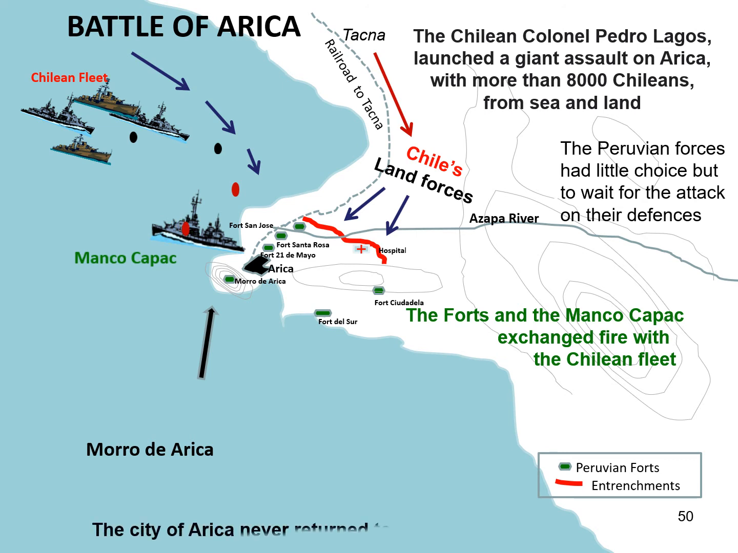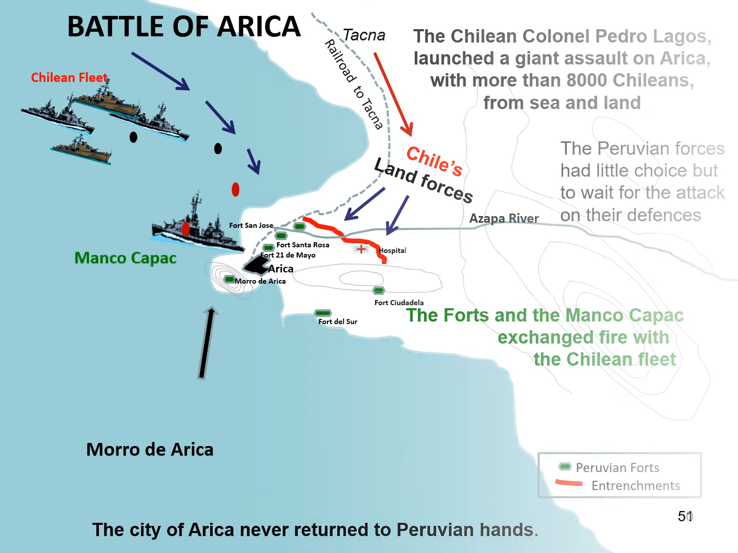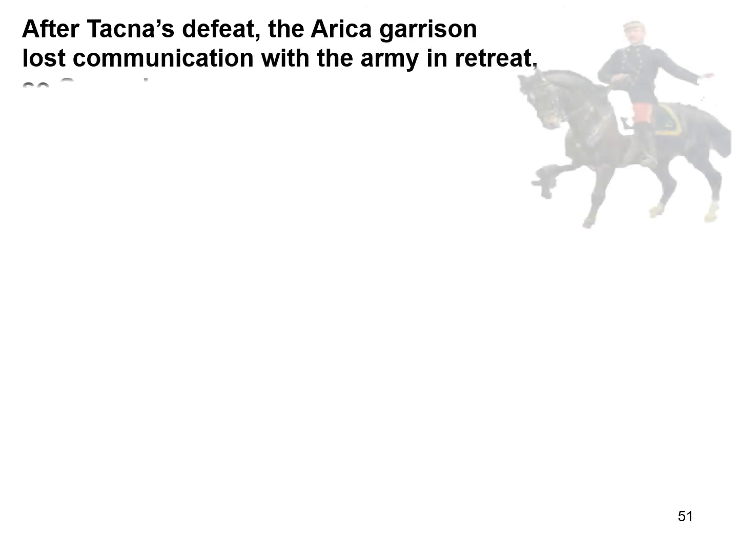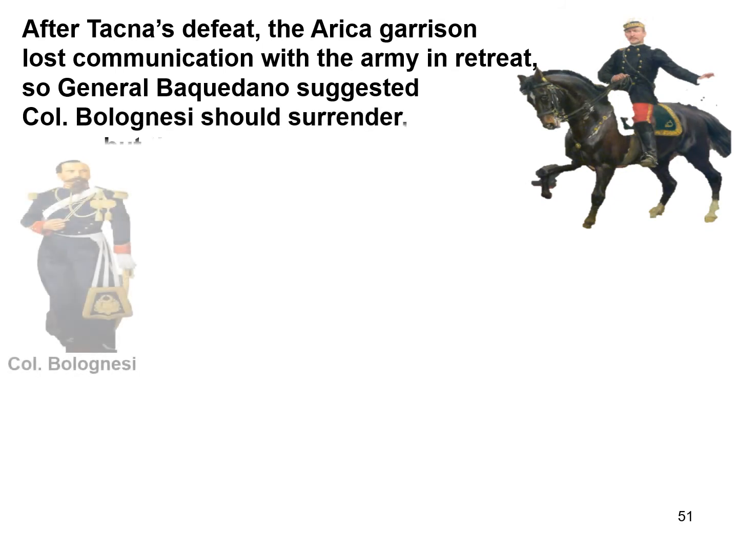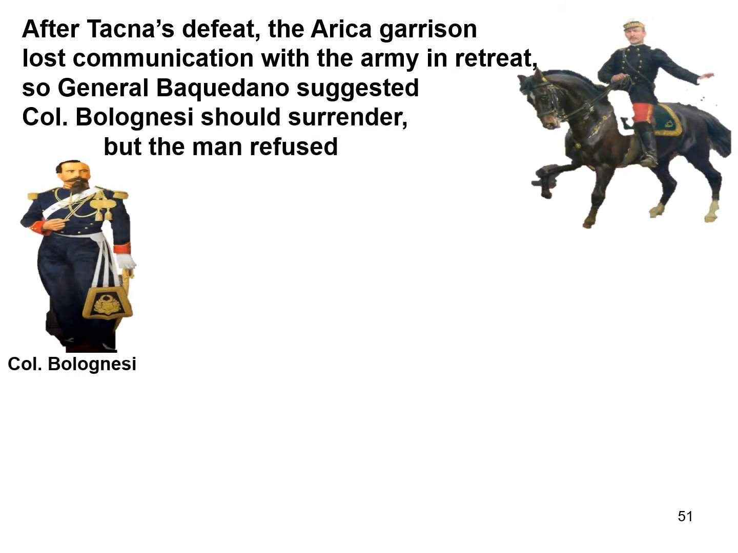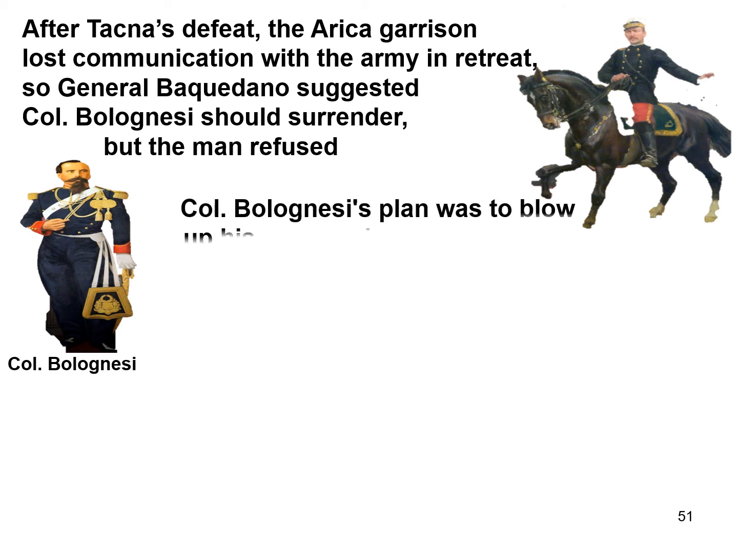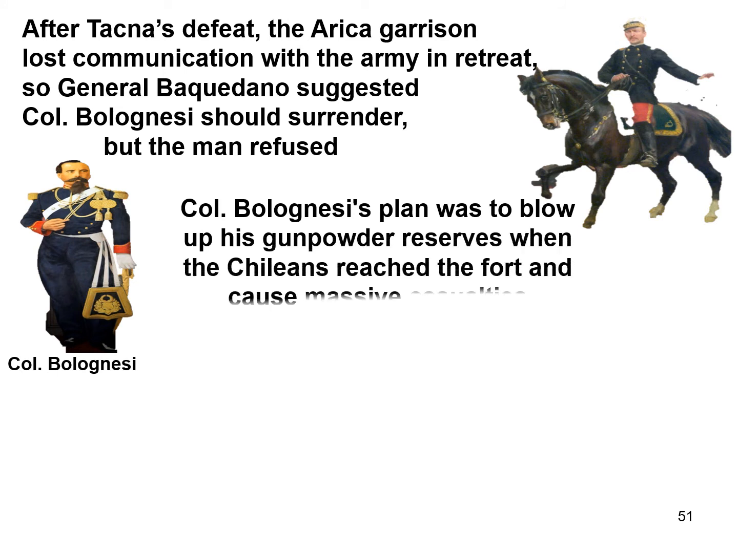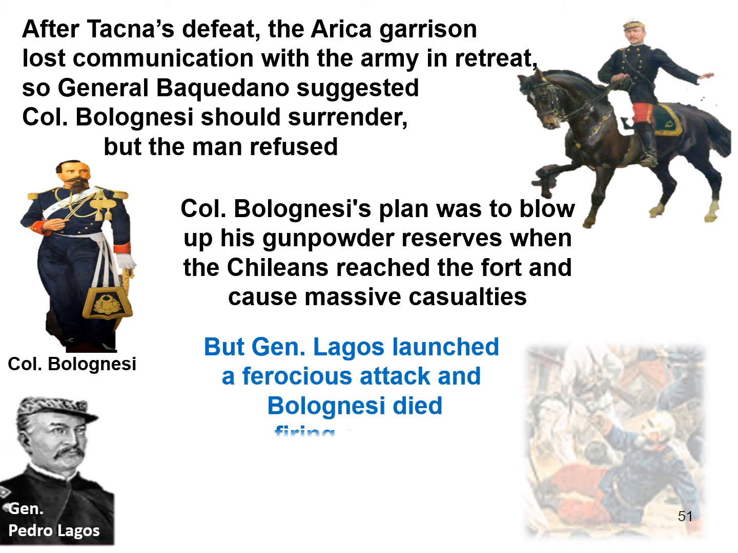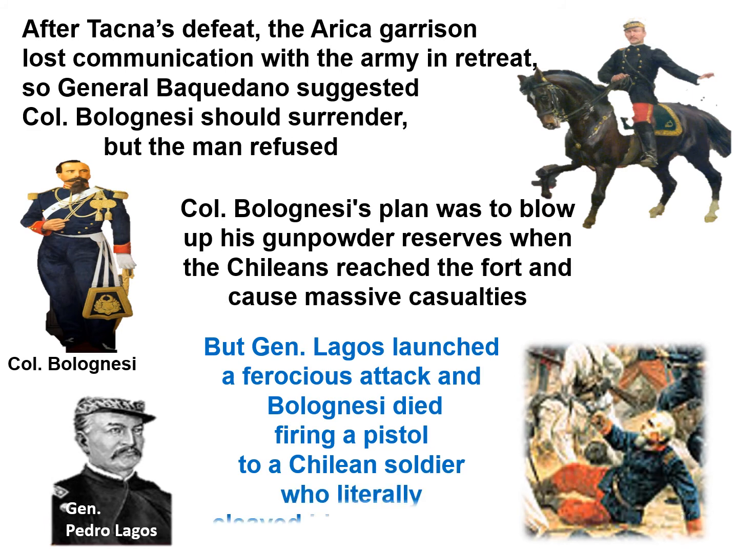The city of Arica never returned to Peruvian hands. After Tacna's defeat, the Arica garrison lost communications with the army in retreat, so General Baquedano suggested to Colonel Bolognesi that he should surrender, but the man refused. Colonel Bolognesi's plan was to blow up his gunpowder reserves when the Chileans reached the fort and cause massive casualties. But General Lagos launched a ferocious attack, and Bolognesi died firing a pistol at a Chilean soldier who literally cleaved his skull in two.